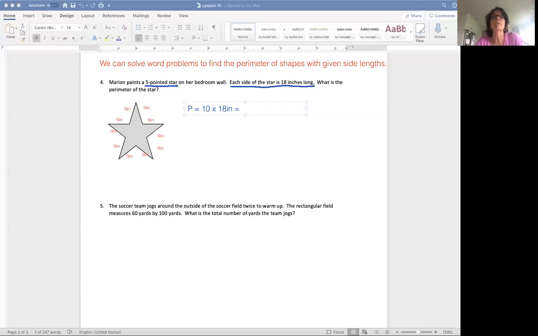It's probably one of the first strategies you learned when you learned multiplication. We learned when you multiply by 10, you just add 0. So if we have 18 times 10, that would be 18, and add a 0, and we have 180 inches. So what is the perimeter of the star? Let's go ahead and write our TS. The perimeter of the star is.